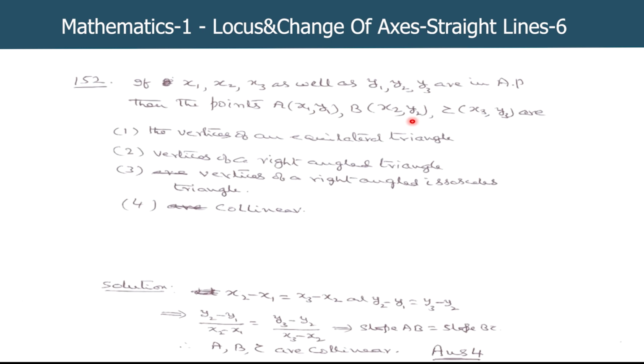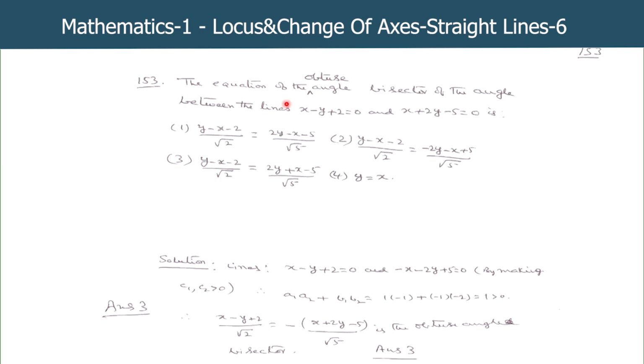152. If x1, x2, x3 as well as y1, y2, y3 are in AP, then the points A(x1, y1), B(x2, y2) and C(x3, y3) are the vertices of an equilateral triangle, vertices of a right angled triangle, vertices of a right angled isosceles triangle, and the fourth option is collinear. Now you know that because those coordinates are in AP, x2 minus x1 is equal to x3 minus x2, and y2 minus y1 is equal to y3 minus y2. So y2 minus y1 by x2 minus x1 is equal to y3 minus y2 by x3 minus x2. That means the slope of AB is the same as the slope of BC. That means A, B, C are collinear. So the correct option is number 4.